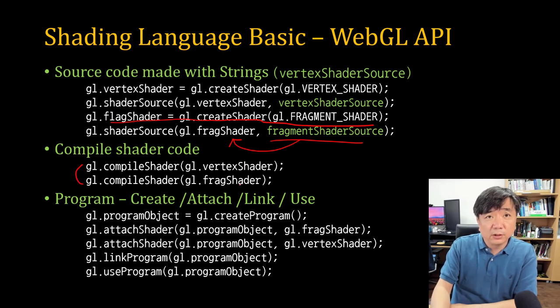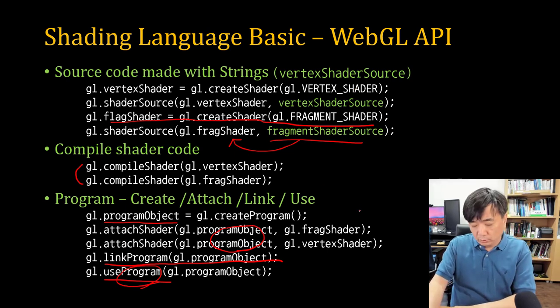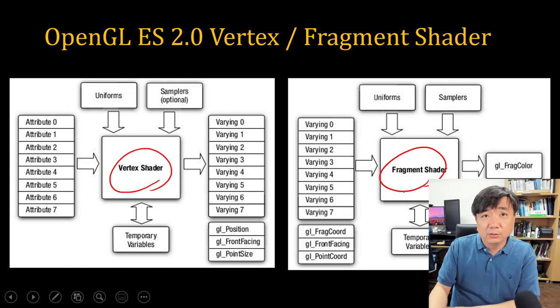Vertex shader and fragment shader code must be compiled, and then we create the program object. We attach the fragment shader and vertex shader to the program object, and then we link the program. The final stage of shader setup is use program. If we execute use program, then the vertex shader and fragment shader are equipped to here and here, so it is ready to execute.